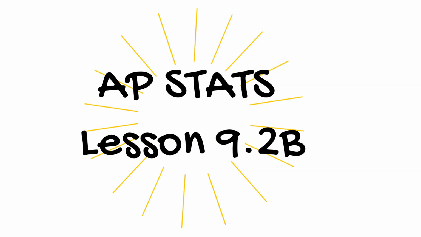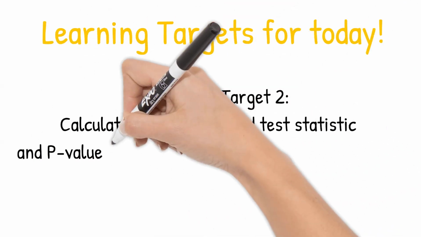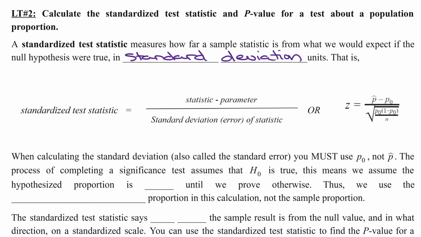Our learning target for today is 9.2 number 2. Calculate the standardized test statistic and p-value for a test about a population proportion. All right, learning target number 2 in section 9.2 finally brings us to our calculation step. We've already learned how to do the state, plan, and conclude steps, but now we're going to get into our calculation step, or the do step.